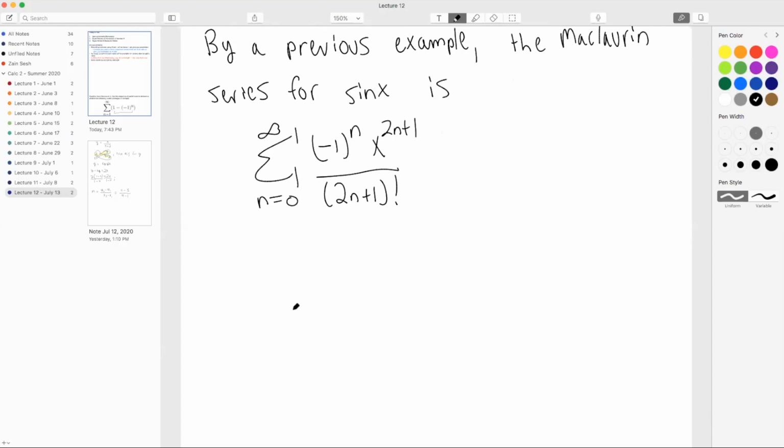So first let's find the interval of convergence.